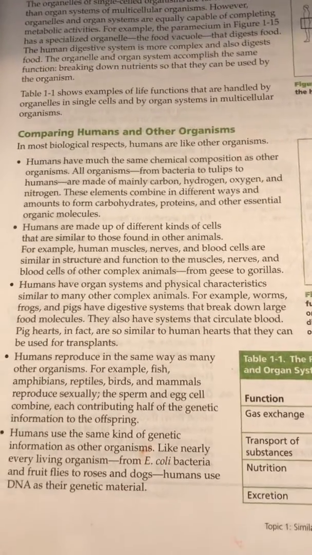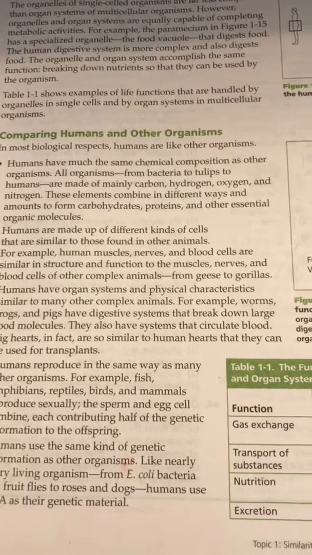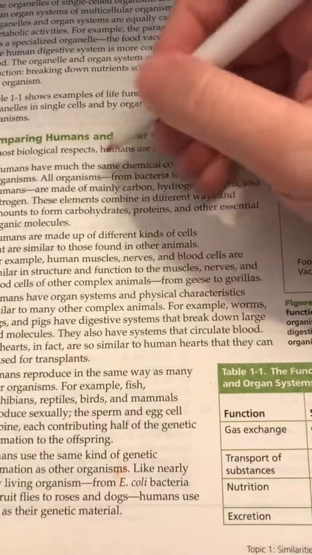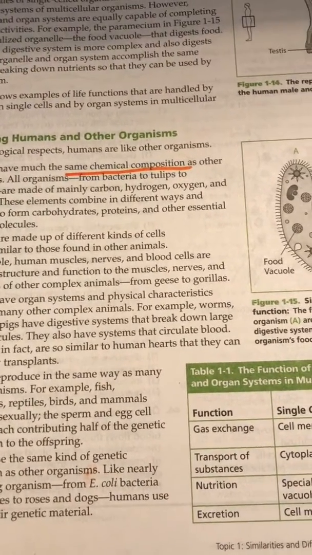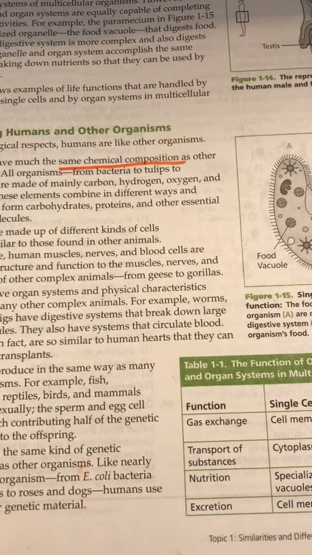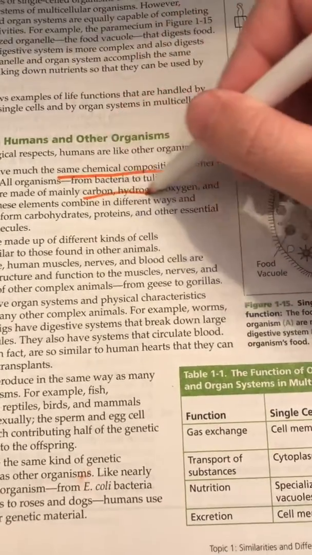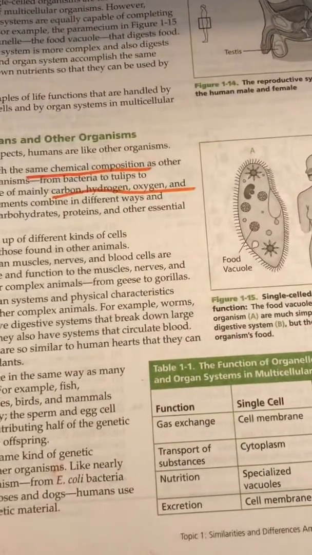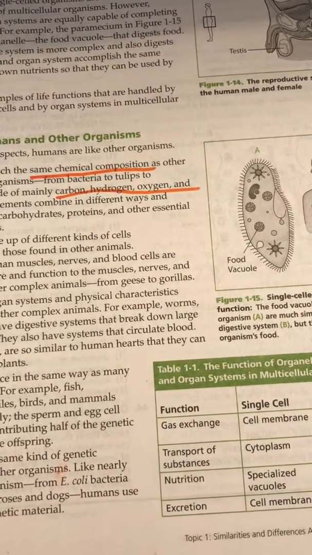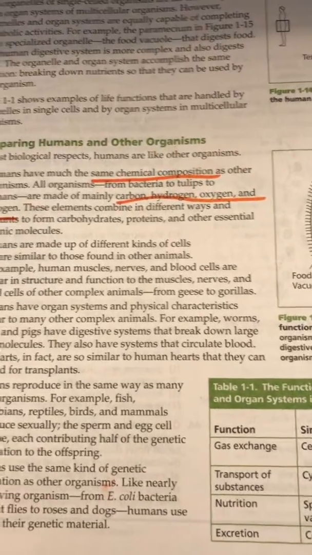In most biological respects, humans are like other organisms. Humans have much of the same chemical composition as other organisms. All organisms, from bacteria to tulips to humans, are made of mainly carbon, hydrogen, oxygen, and nitrogen. These elements combine in different ways and amounts to form carbohydrates, proteins, and other essential organic molecules.